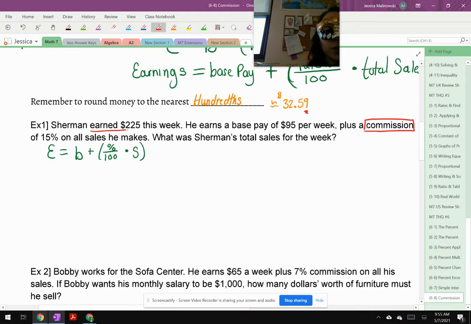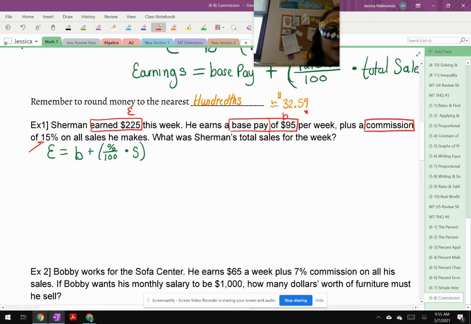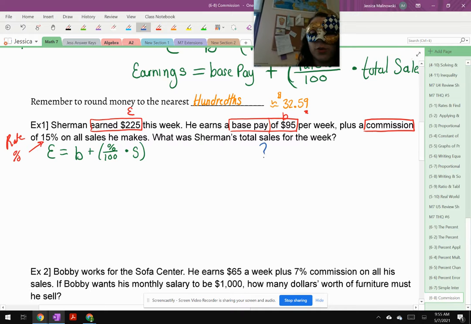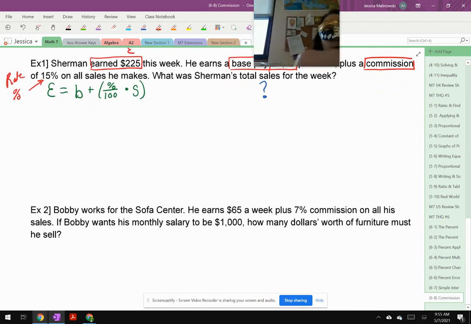They're telling me that he earned $225. This is going to be the E. He has a base pay of $95 per week. Well, that's telling me right there, $95 is the base pay. His rate, that's that 15%, that's that rate. And the total sales is what we're looking for. That's going to be the missing piece. So fill in your pieces.